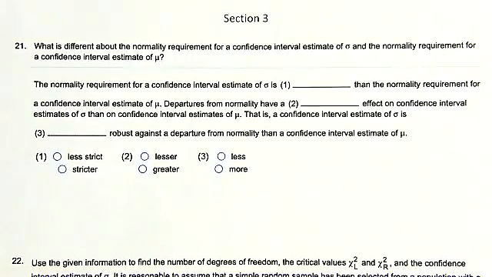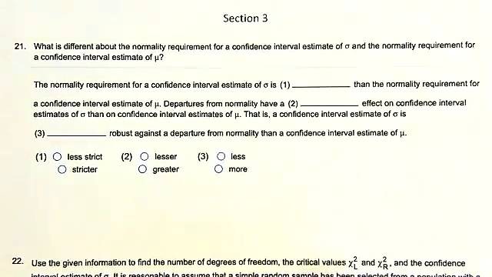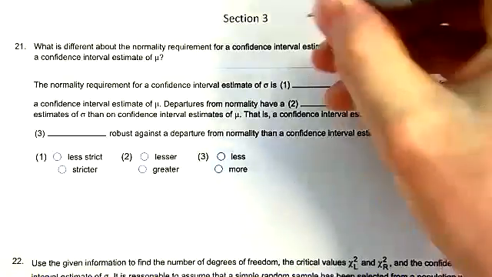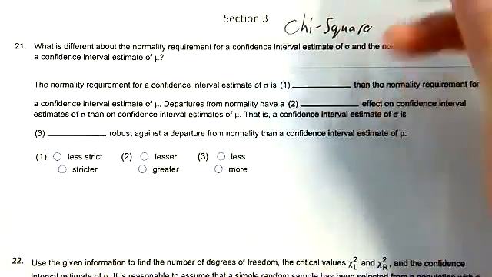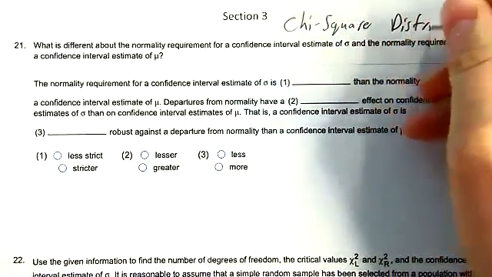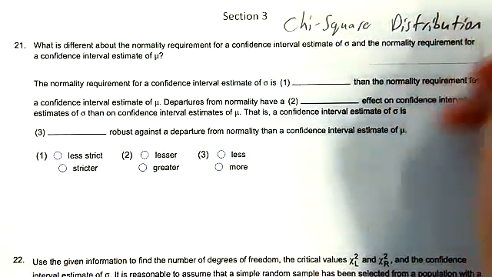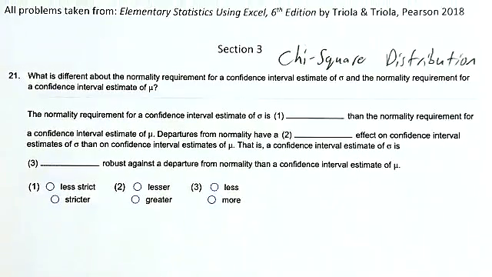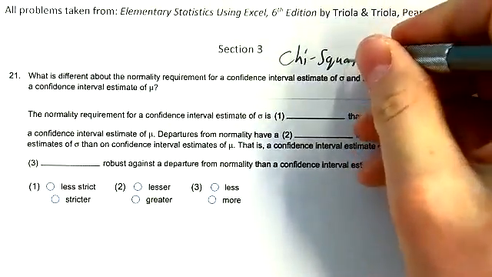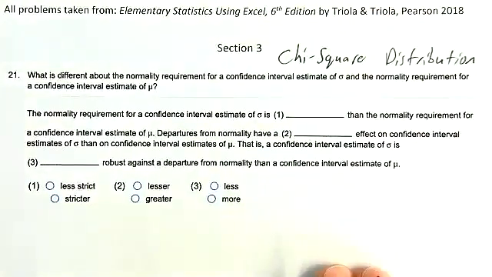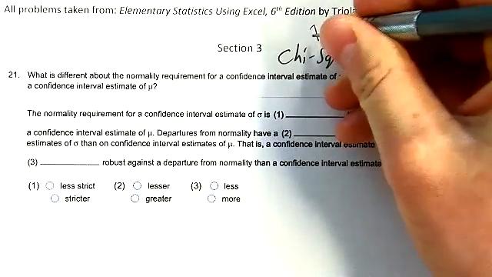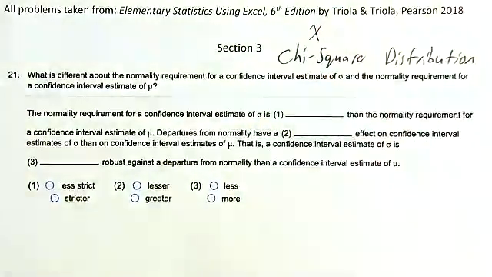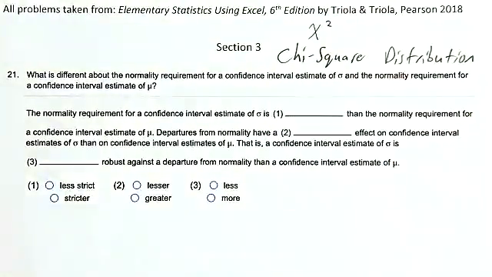In section 7.3, we're going to learn about a new distribution. It's called the chi-square distribution. And the symbol, so for the normal curve we use z, for the t-distribution we use t, for the chi-square we use the Greek letter chi. It looks like an x with a tail on the top, and then a square, so x to the second. That's called the chi-square distribution.